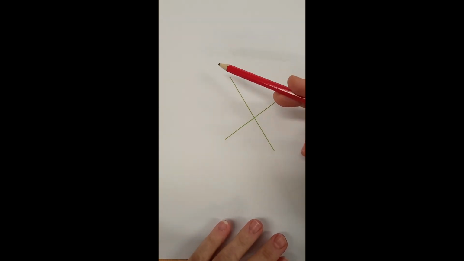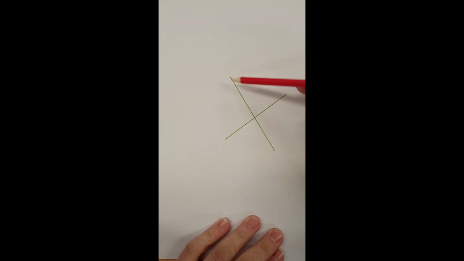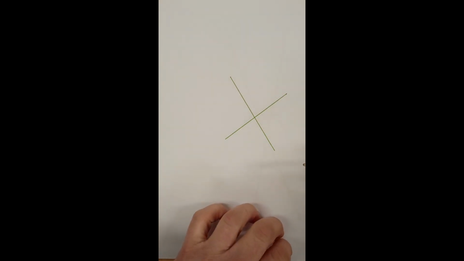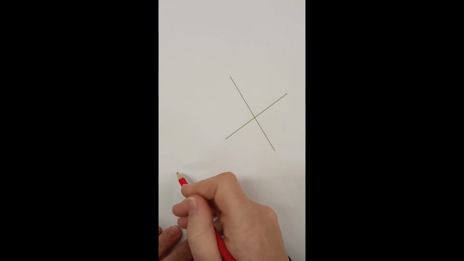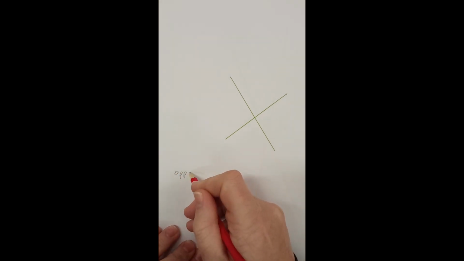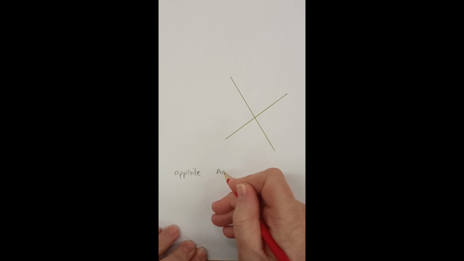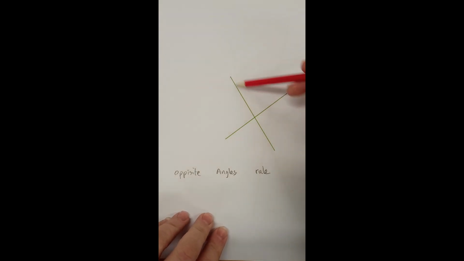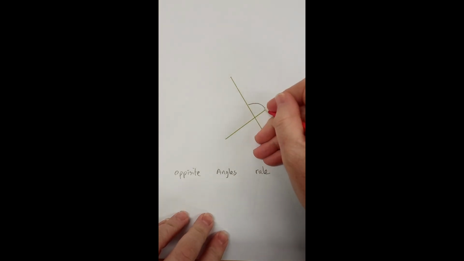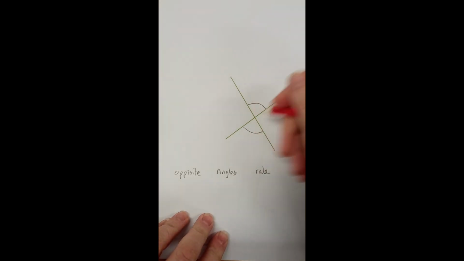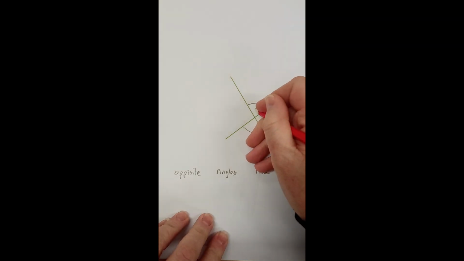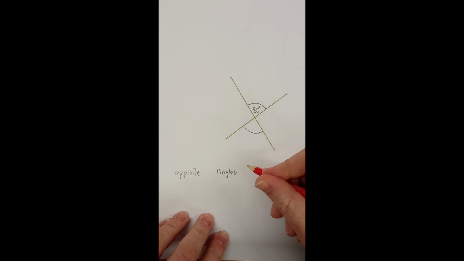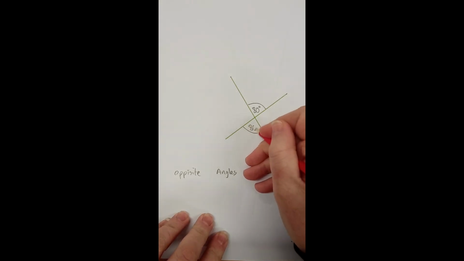So the first rule revolves around two lines that cross each other. Now these lines have to be straight, okay? So it's called the opposite angles rule. Okay, so when you have two straight lines that intersect or cross over each other, opposite angles will be equal. So let's just, for the sake of argument, say that this is 80 degrees. That would mean that this is also 80 degrees.